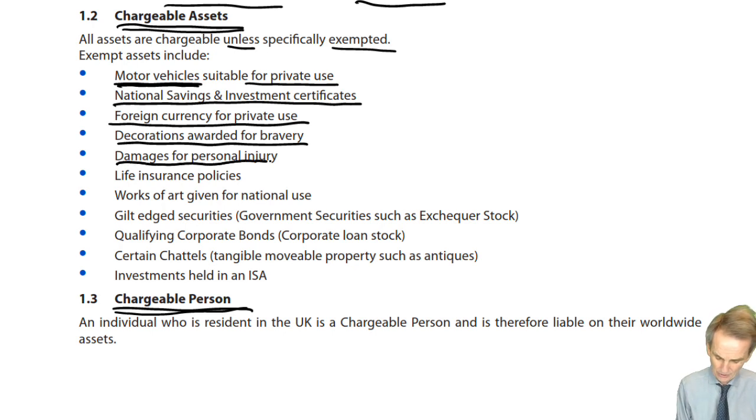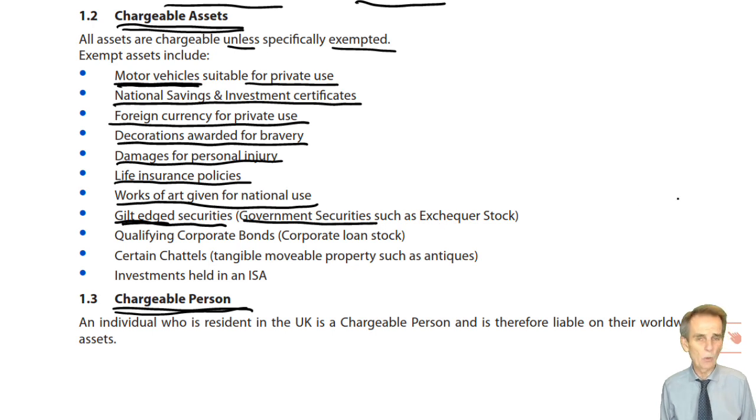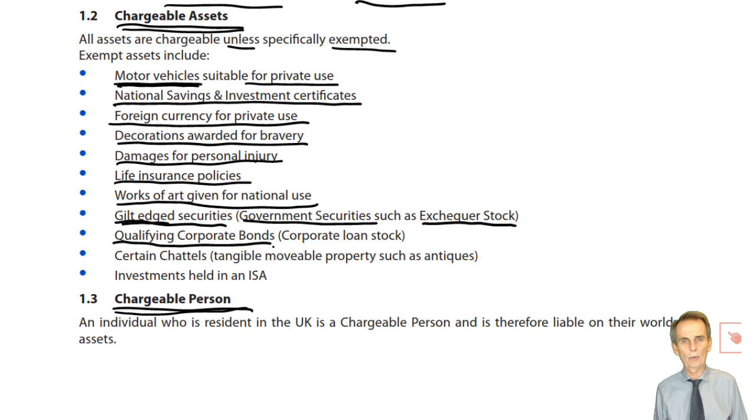Any damages for personal injury that are received, the proceeds of life insurance policies, works of art given for national use. Now, those I've quickly glossed over because you're not going to see those except on a very irregular basis. But the next one, gilt-edged securities. Yeah, we need to know that one. What do we mean by gilt-edged? These are government securities, and a typical one you see in an exam question would be something called exchequer stock. Government securities are exempt. As are a different security, qualifying corporate bonds. Basically, corporate loan stock, a debenture, for example. Again, any profits or losses on disposals will be exempt.